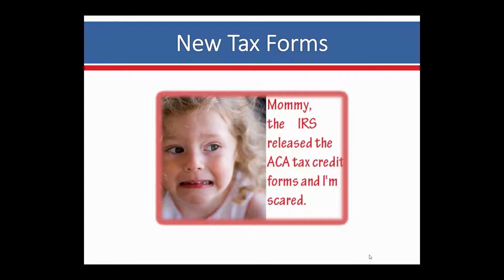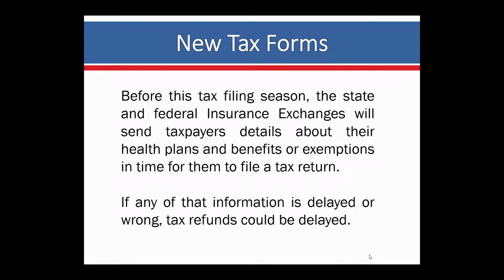The IRS has released the ACA tax credit forms, and we're all scared. Before this tax filing season, the state and federal insurance exchanges will send taxpayers details about their health plans and benefits or exemptions in time for them to file a tax return. If any of that information gets delayed or is incorrect, tax refunds could be delayed.